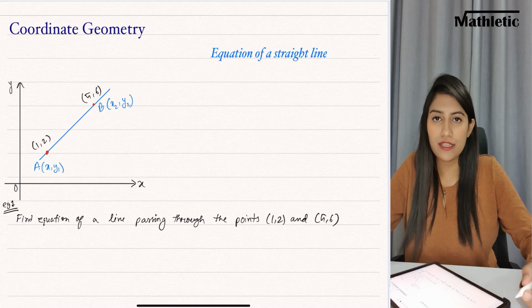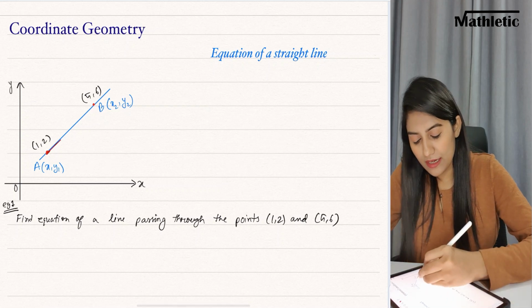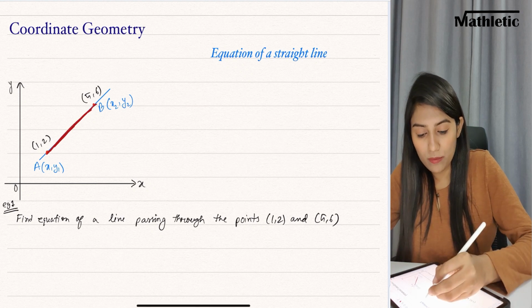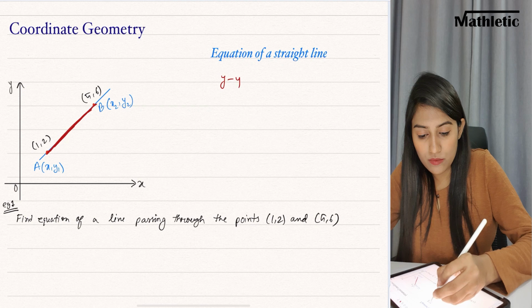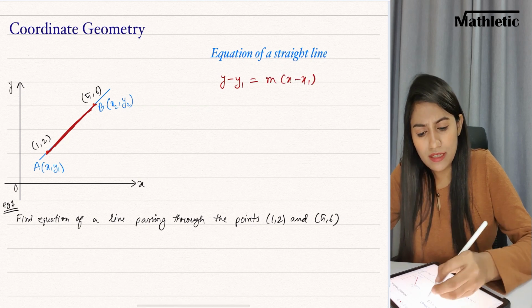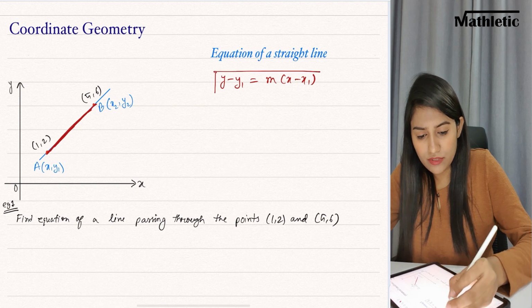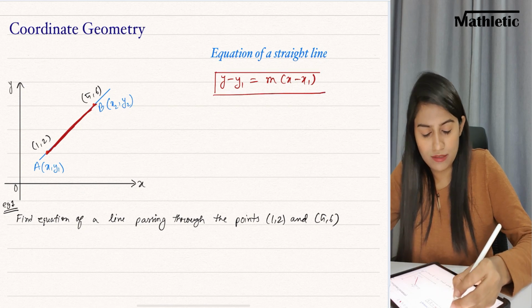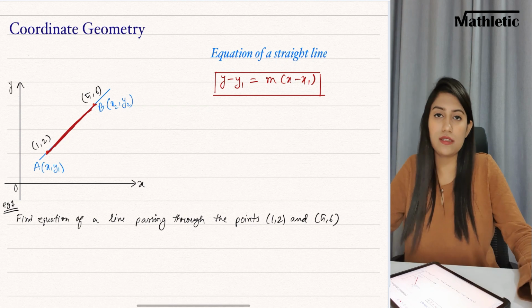So I will discuss how to find the equation of a straight line. In this diagram, if we need to find the equation of this line AB, the formula we will be using is y minus y1 equals gradient times (x minus x1). This is basically the formula of the gradient. If you just rearrange the formula of the gradient by cross multiplying, you will get this line.